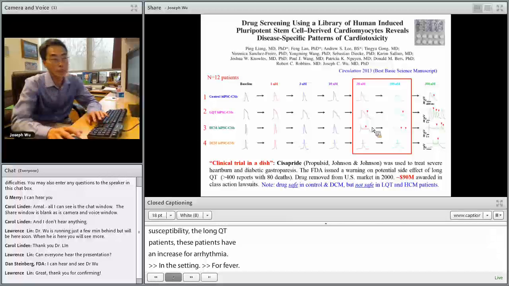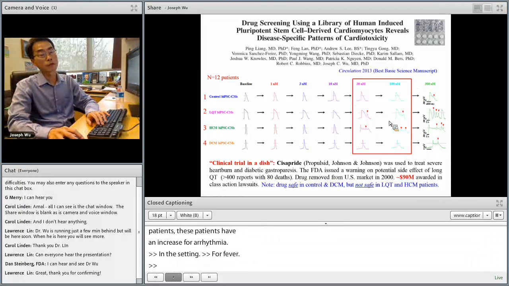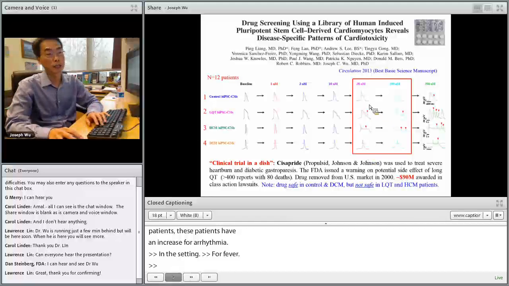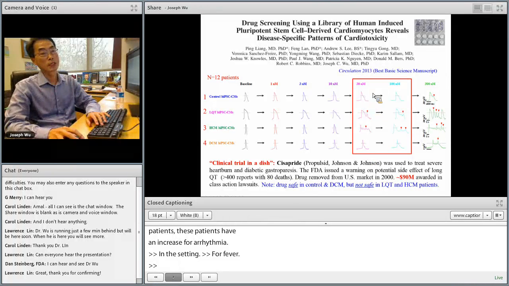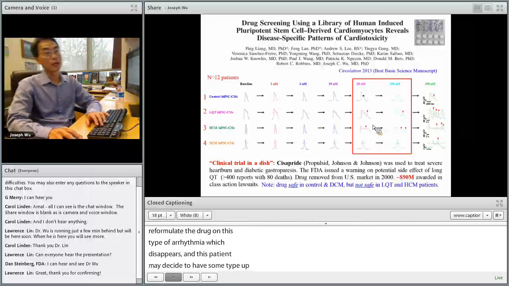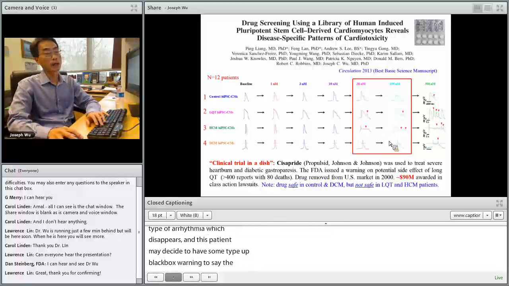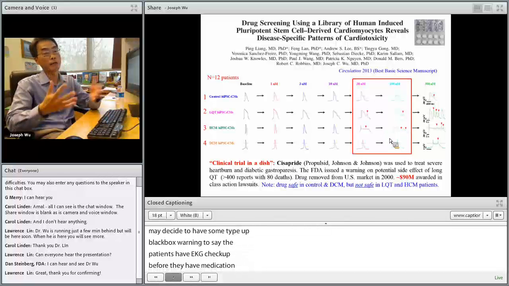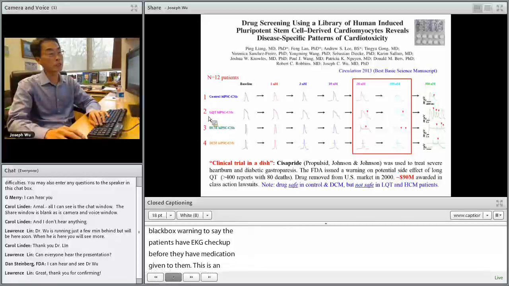So I think having this type of information would, in my opinion, be very helpful for drug companies when they see it during the pre-IND phase. They may decide to just kill the drug completely, or they may decide to reformulate the drug so that this type of arrhythmia disappears in long QT and hypertrophic patients. Or they may decide to push the medication and have some kind of black box warning and say that patients should have an EKG check before the medication is given to them. So this is an example of why we think having platforms, and especially patients with the various diseases, would be helpful.